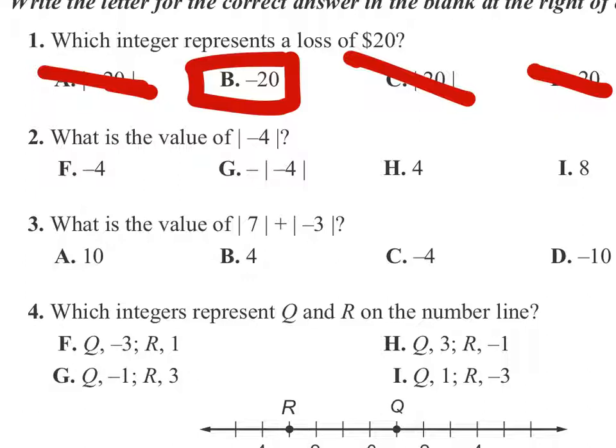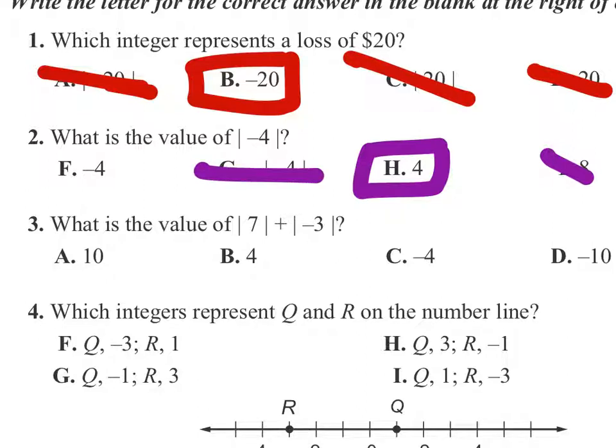All right, number 2, what is the value of the absolute value of negative 4? So again, this is referring to distance. How far away is negative 4 from 0? Well, for me, I would say that it's 4. It's definitely not 8. I don't know how they got that. We're not just going to make it a negative for some reason. It's not that, it's the opposite. And it's not the same thing, because negative 4 is 4 away, so it's not negative 4. So H. There we go.